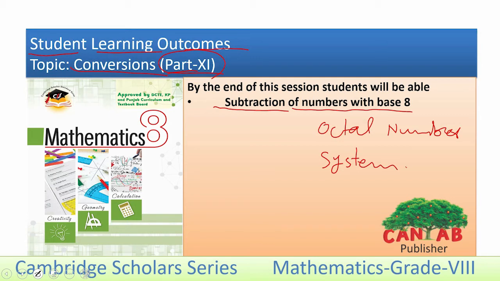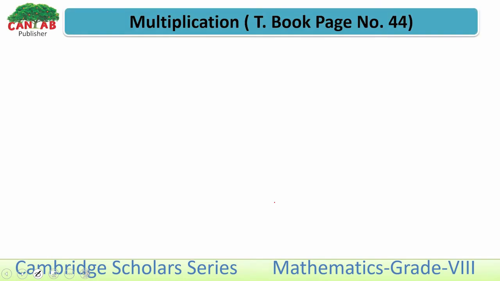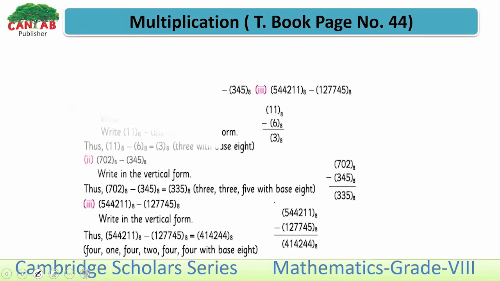We know about the octal number system. There are 8 different numbers from 0 to 7 which we use in this number system. The subtraction of octal number system is same like the subtraction in binary and decimal and the number system with base 5. Students, now come to the page number 44 of your textbook.